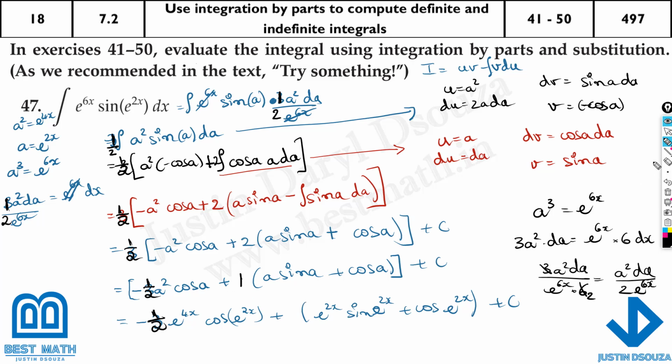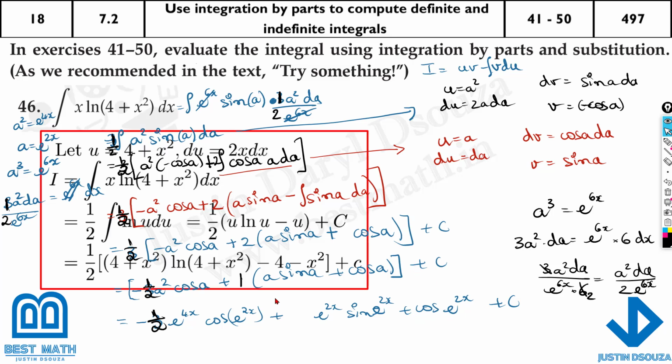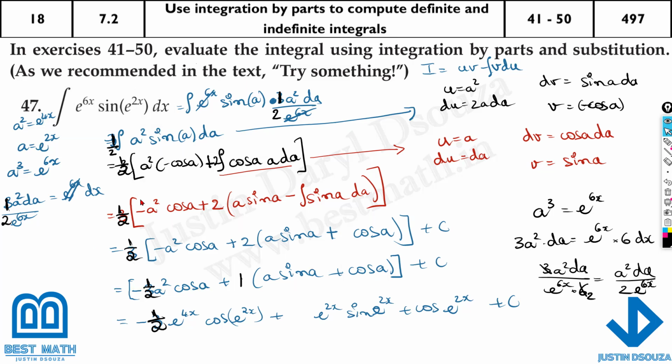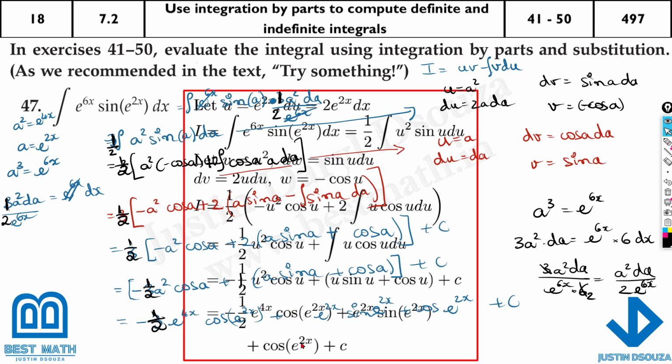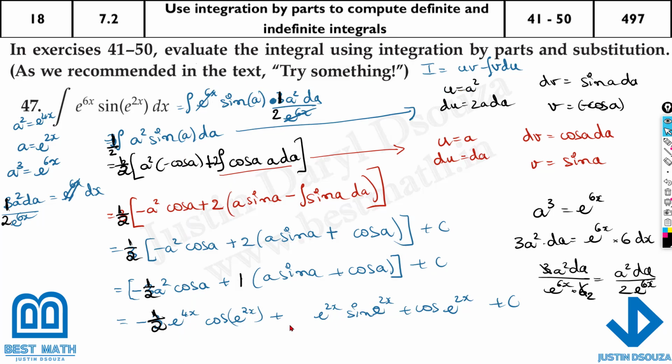So that's it. So here, this is the answer, and here we go. So that will be the final answer. It is negative half e to the power 4x cosine e to the power 2x plus e to the power 2x sine e to the power 2x plus cosine e to the power 2x plus c. Let's just double check it. And okay, we are over here. That's the correct answer. Yes, half. Yes, that's it. These two are positive. So the only error was the coefficient.